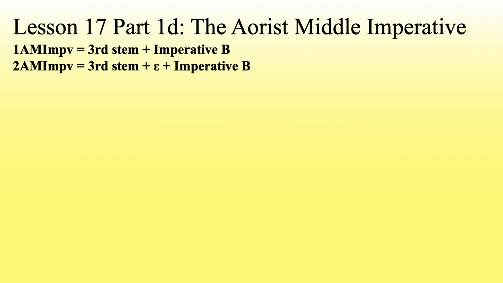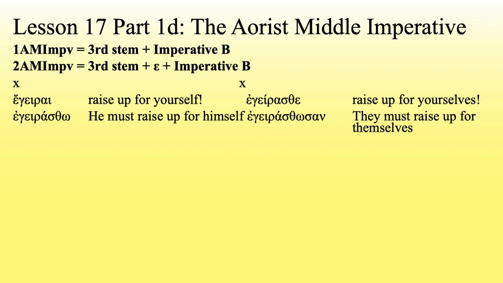We have imperative endings, B endings because it's middle. No theme vowel for first Aorist, theme vowel for second Aorist. So it ends up looking like this: ege rai, ege rastho, ege raste, ege rastho san.